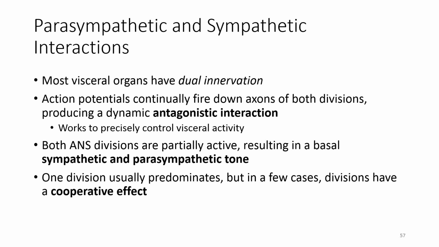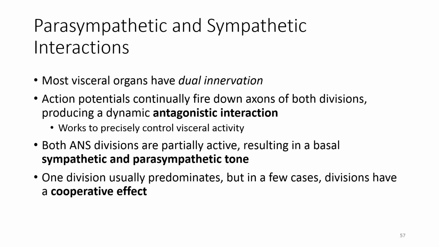So some of the interactions that you see with the parasympathetic and the sympathetic, so your fight or flight and rest and digest, are that most of your organs are going to have what is called dual innervation. So they're going to have axons that come from both of these systems. And so the action potentials are going to fire continuously down axons of both divisions, but it's going to cause what's called an antagonistic interaction. That means that they're opposite. And this is going to work really well to help control your visceral activity, so what's going on in your heart, what's going on with your digestive system.